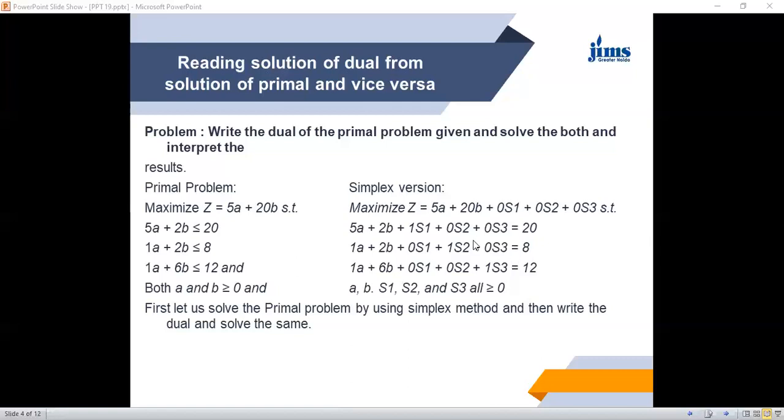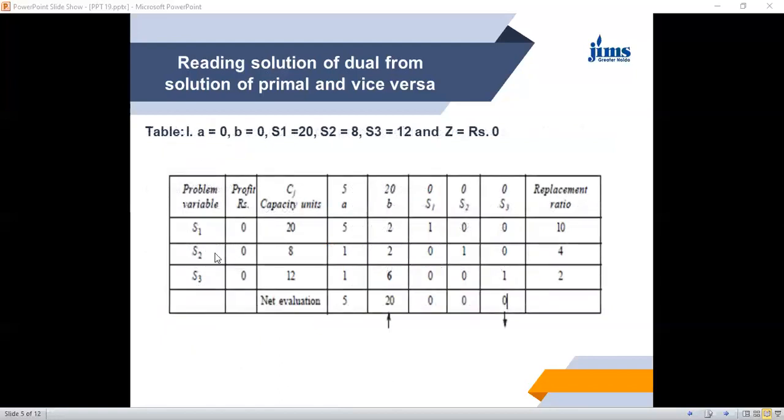So at the start we only plan to produce S1 equal to 20, S2 equal to 8, and S3 equal to 12, and no A, B. In our earlier problems, we used to write this capacity or quantity on the extreme right, but you can write it here also, there is no problem. These are the variables A, B, S1, S2, S3.